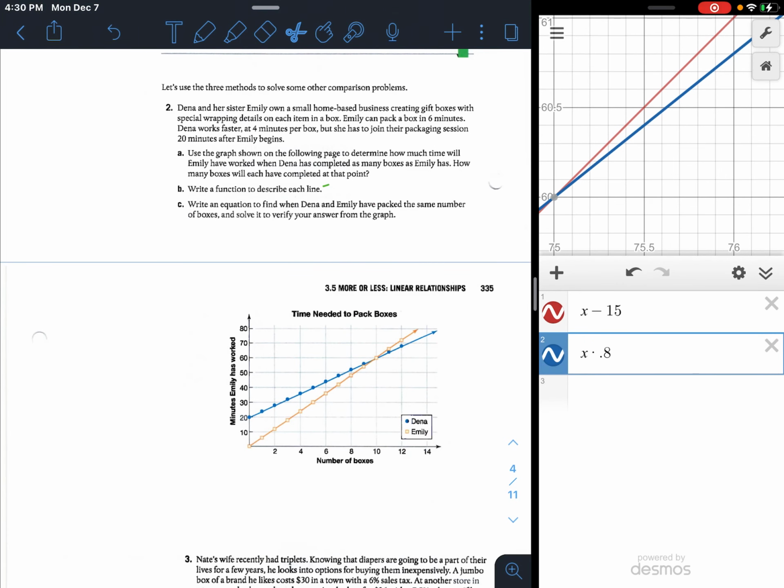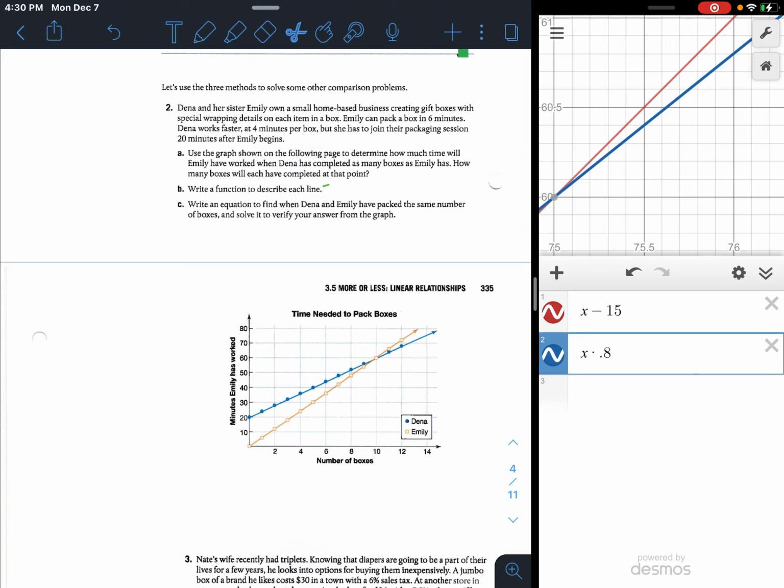All right, question number 2. Deanna and her sister Emily own a small home-based business creating gift boxes with special wrapping detail for each item in the box. Emily can pack a box in 6 minutes, and Deanna works faster. She at 4 minutes per box. But she has to join their packaging session 20 minutes after Emily.